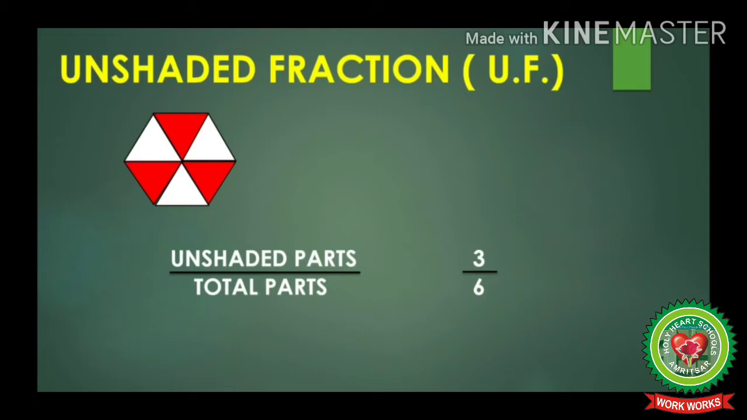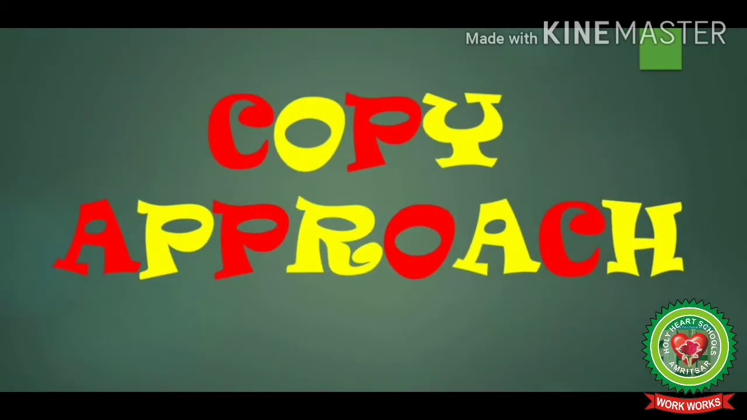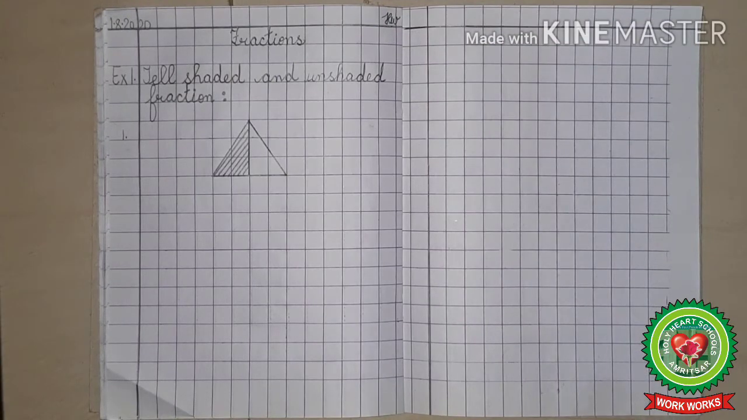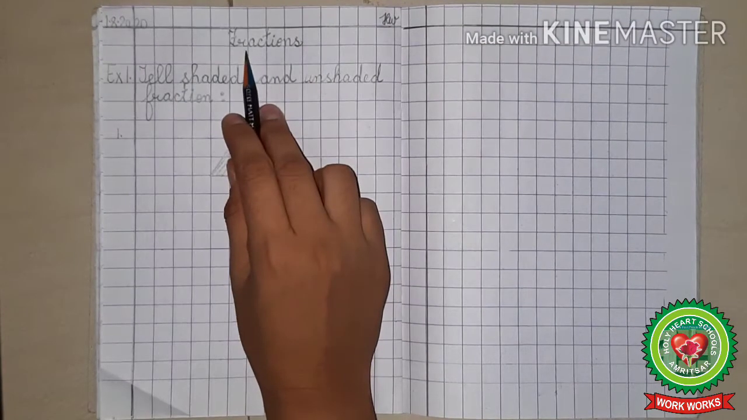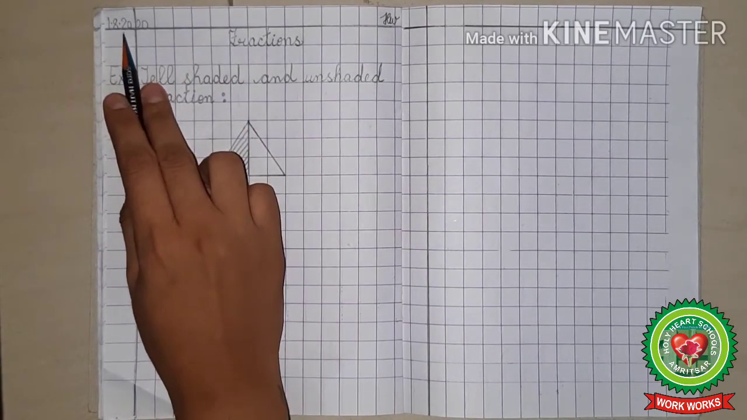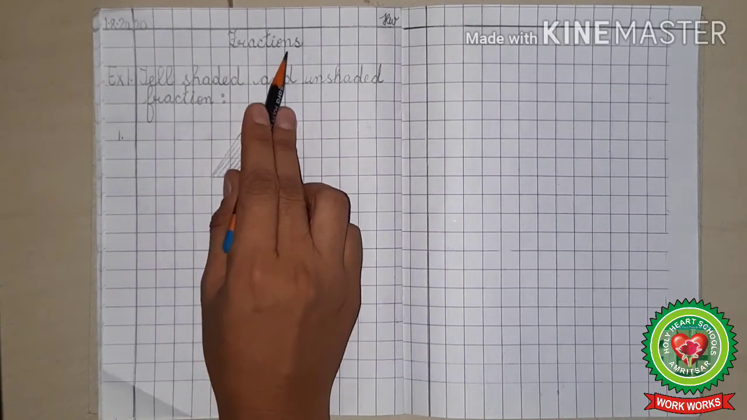I hope till here you are clear with shaded and unshaded fraction. Now we will have a look at the copy approach of the same sums. Okay children, now what we have to learn? Copy approach. First of all, draw margins, write down date, homework, and our topic is fractions.